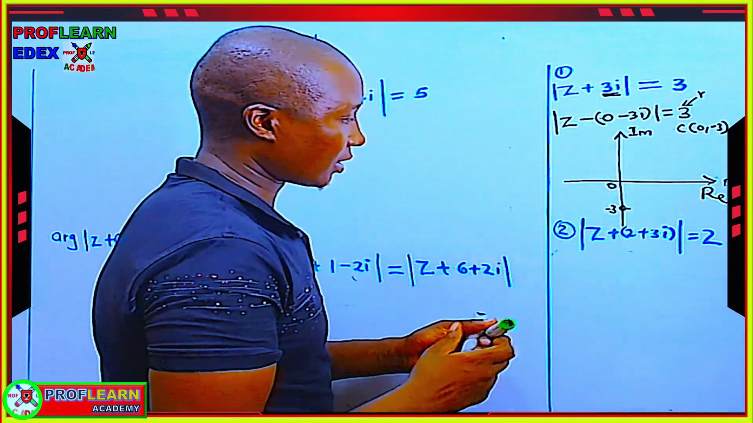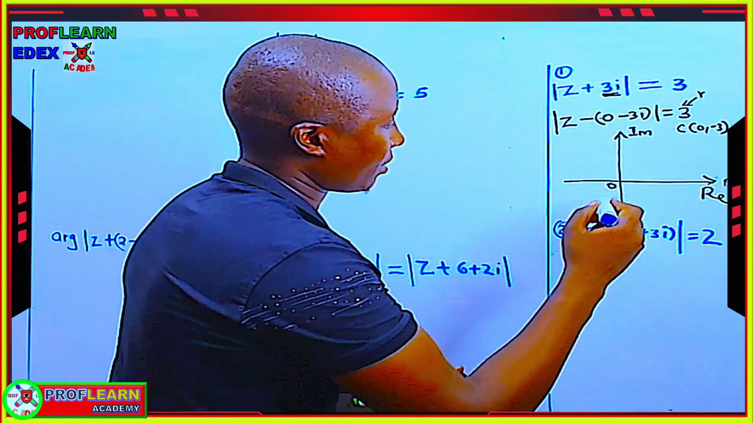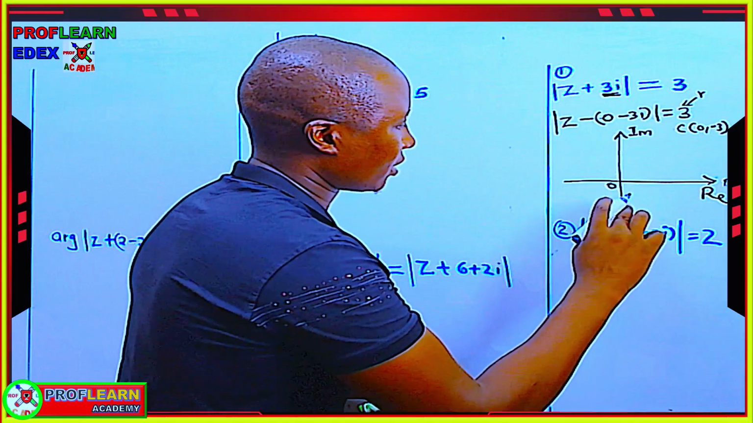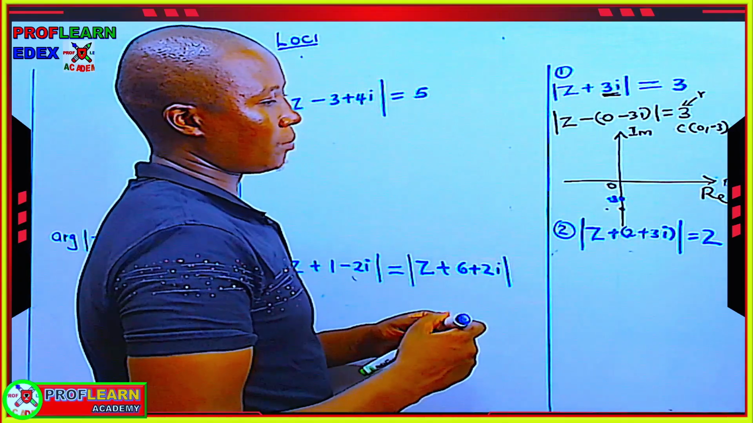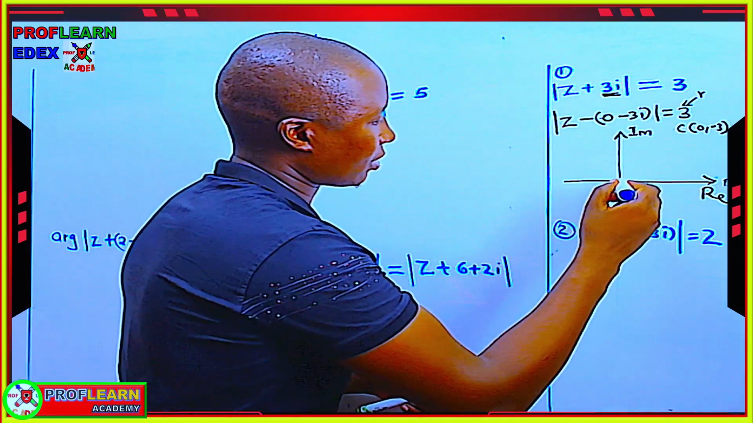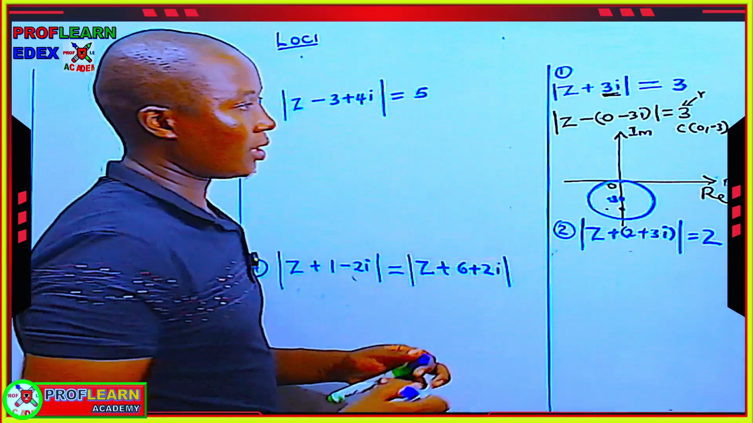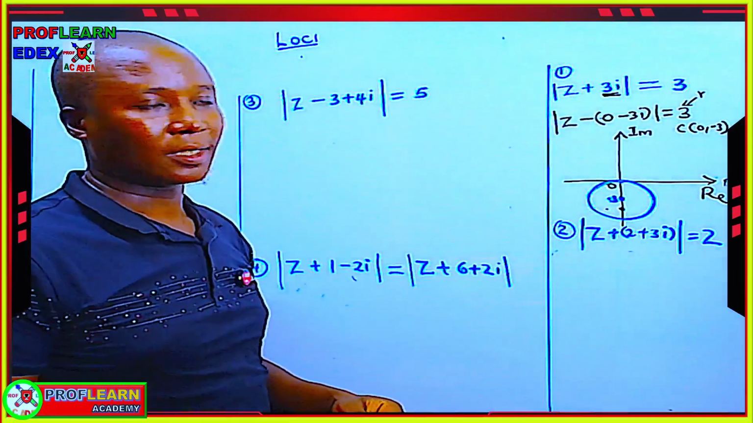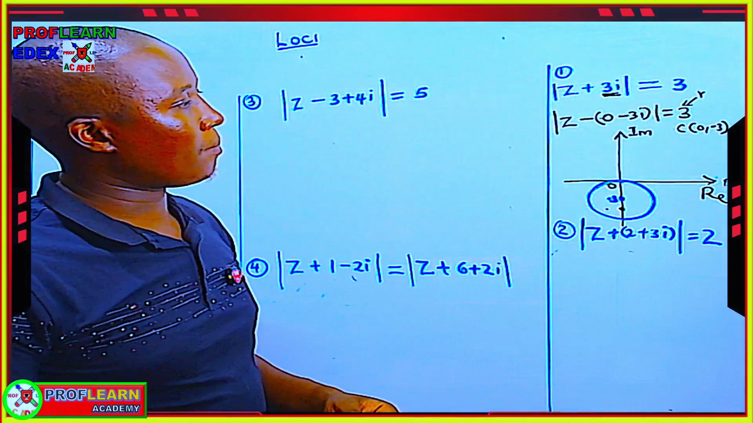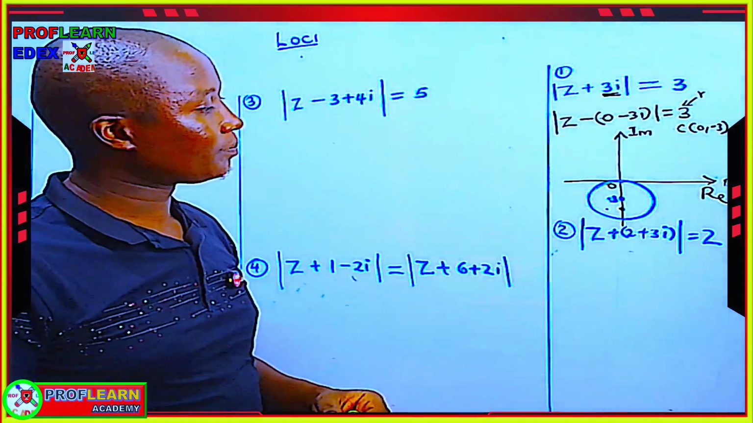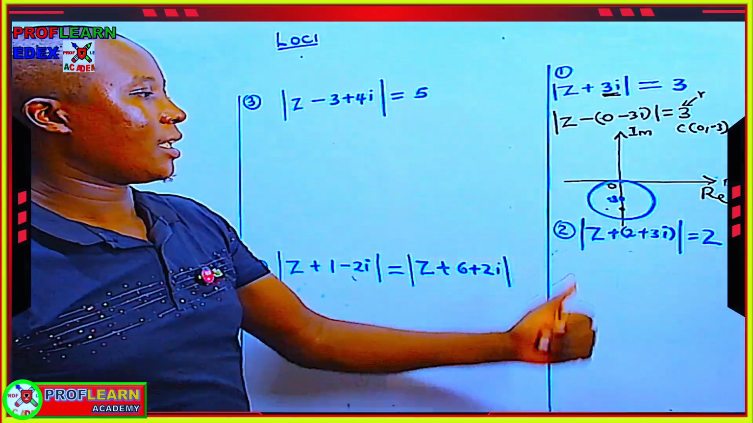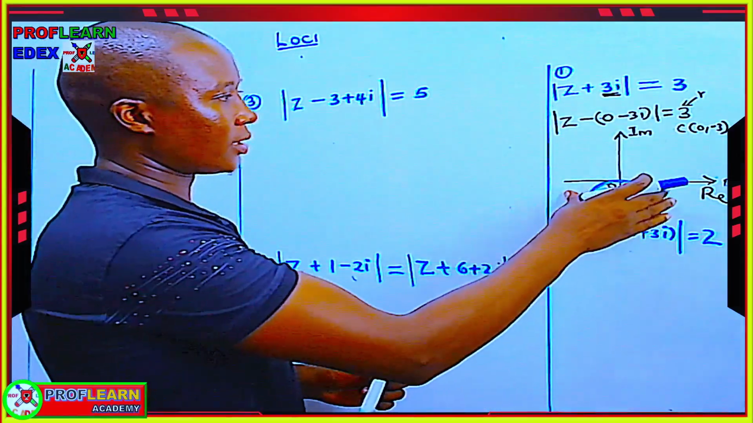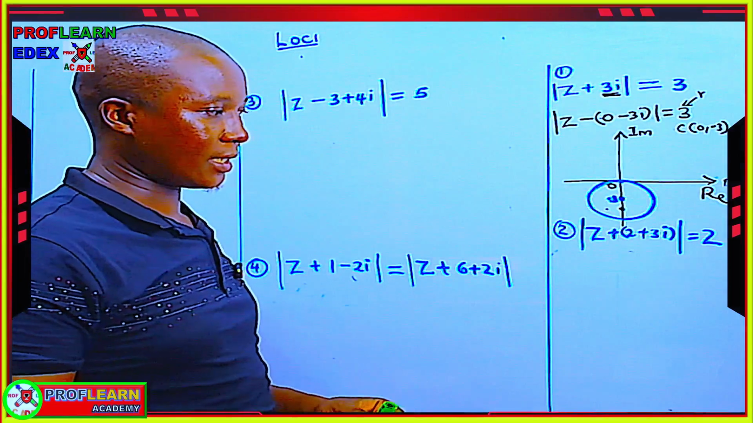This circle of radius 3 will pass like that. Let me just move this 3 somewhere here so that we have minus 3 there, so that we can draw the circle. The circle will run round like that. So the complex numbers that we have here represent a circle of center (0, -3) and radius 3. This is the representation on the Argand diagram.